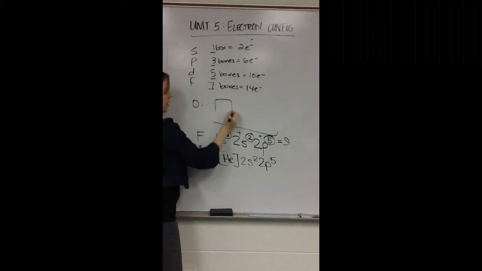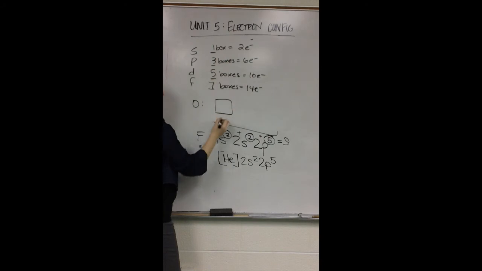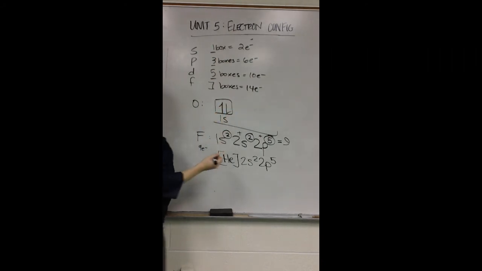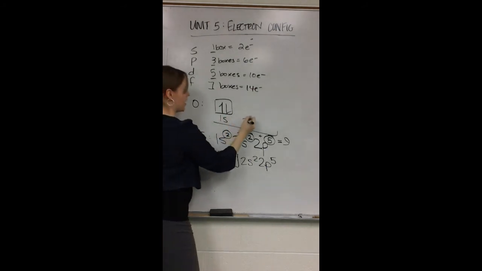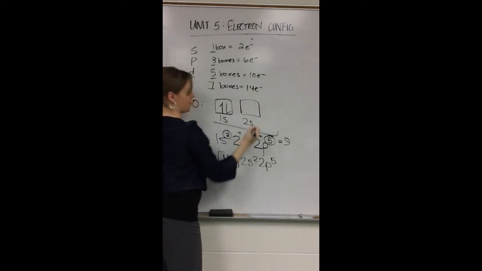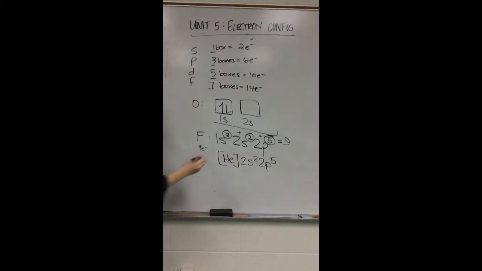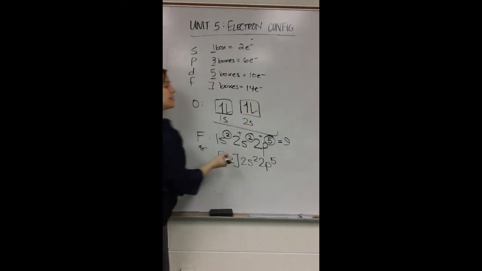I know I always start at 1s. Because it's S, I draw 1 box. I can fit 2 electrons in here, 1, 2, spin up and spin down because they do repel. Then I get to 2s, the next part of the periodic table. It's S, 1 box. Even though there's 2, I still draw 1 box.